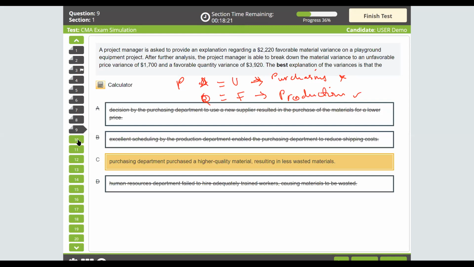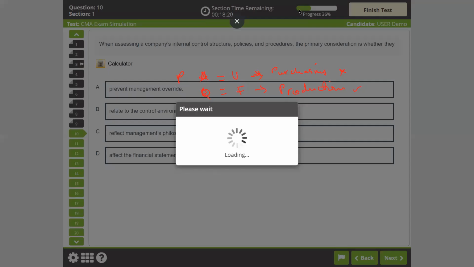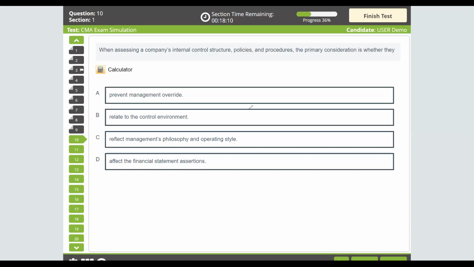Now let's move on to question number 10. Let's move on. All right, I'm going to get rid of this annotation. This is a short question. This also, you need to answer it quicker than all the other questions.